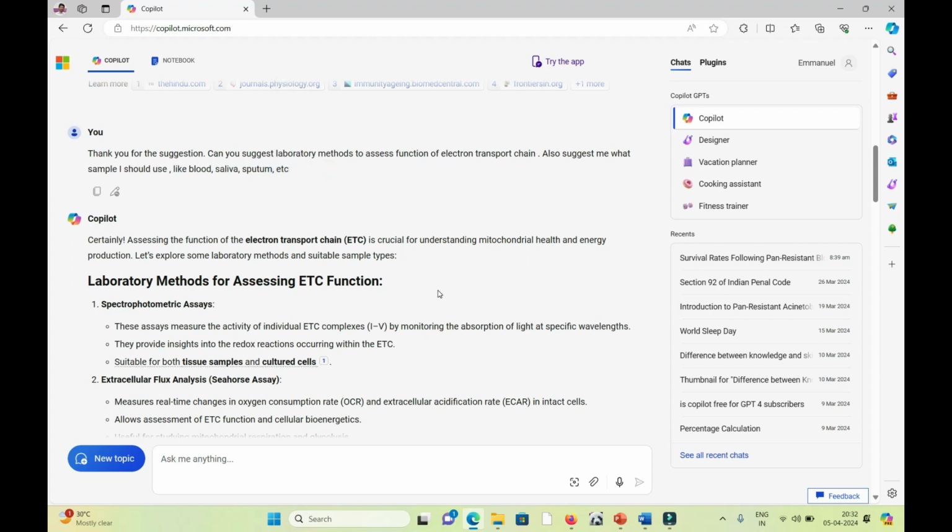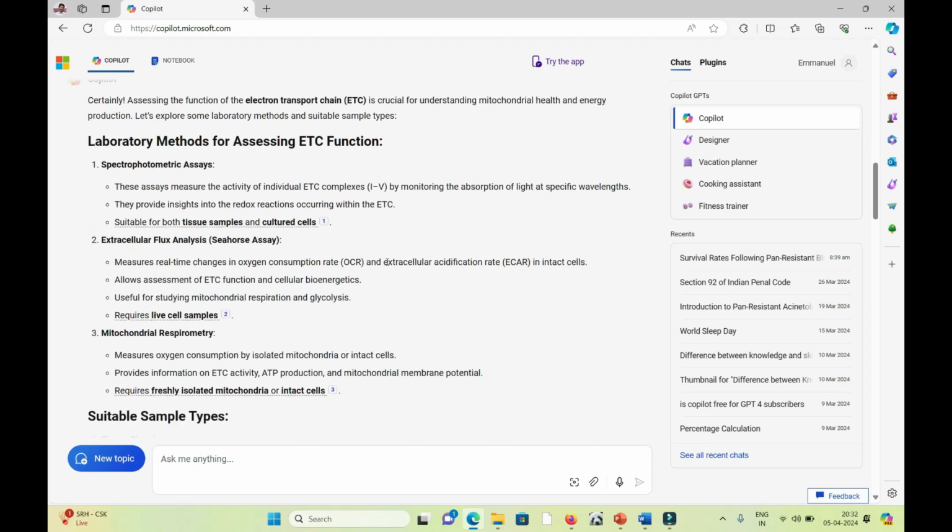For this it is responding, telling that for assessing the electron transport chain, it is giving the methods. It is telling about the spectrophotometric assays, and it is also telling what these assays actually do, and it is also telling the sample. Because in the prompt itself I asked it two things, one is the method and the other is the sample.